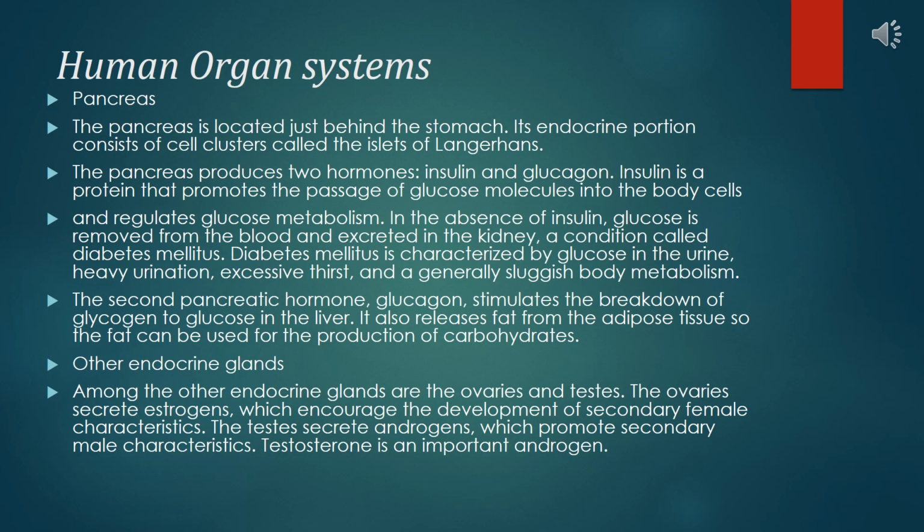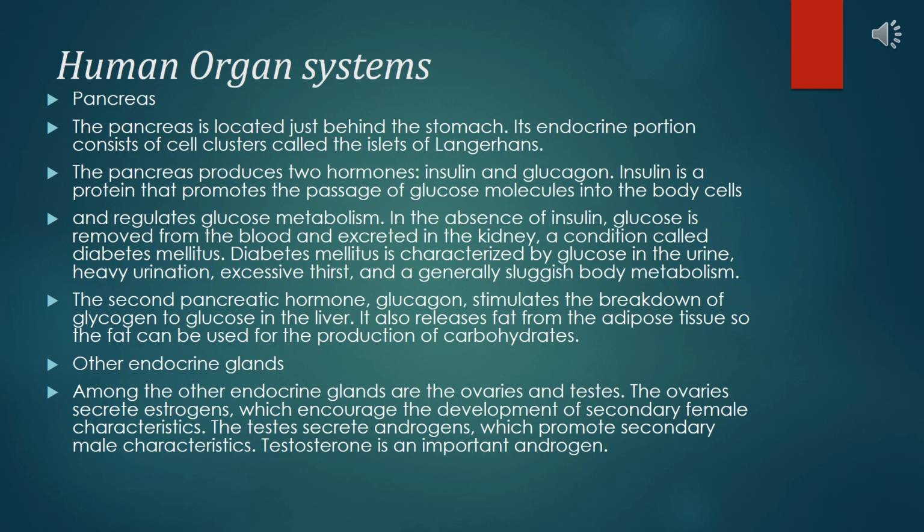Pancreas. The pancreas is located just behind the stomach. Its endocrine portion consists of cell clusters called the islets of Langerhans. The pancreas produces two hormones, insulin and glucagon. Insulin is a protein that promotes the passage of glucose molecules into the body cells and regulates glucose metabolism.